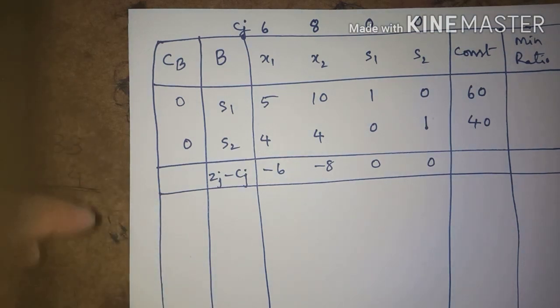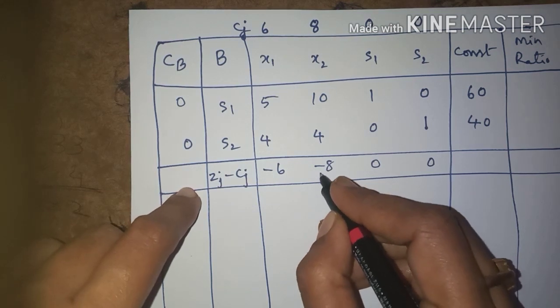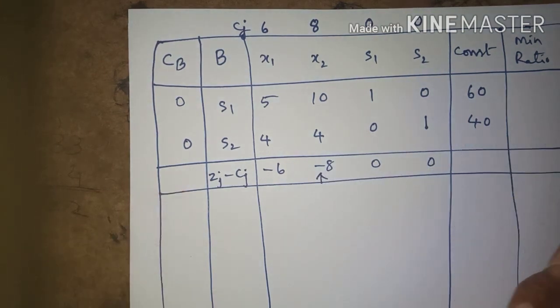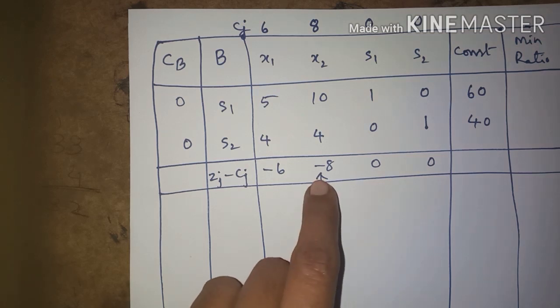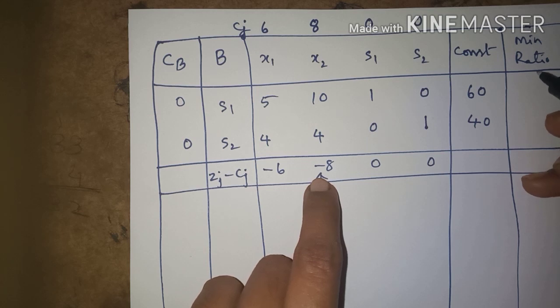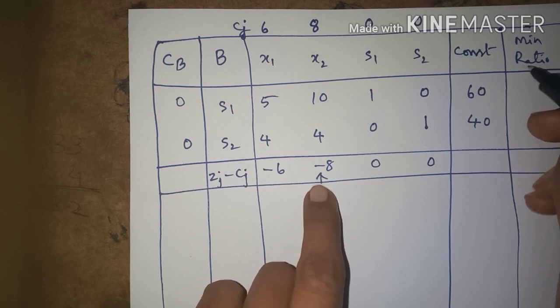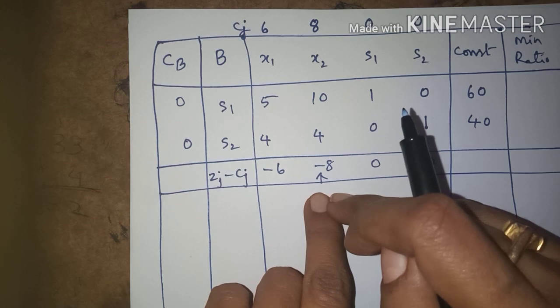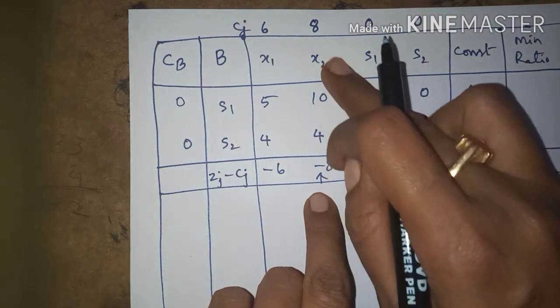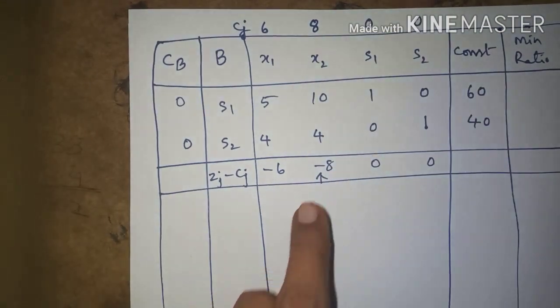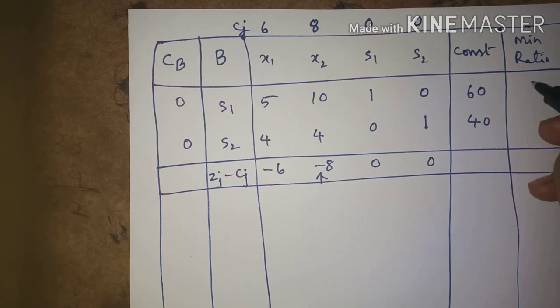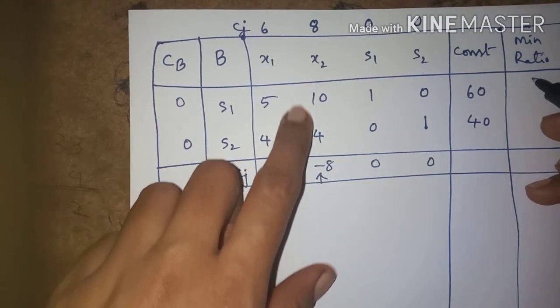From the index row, the most negative value is minus 8. That is the most minimum value. After that, we come to the minimum ratio. How to calculate the minimum ratio? The most minimum value is this one, which means I choose the x2 column. After choosing the x2 column, coming to the minimum ratio, I choose the x2 column.